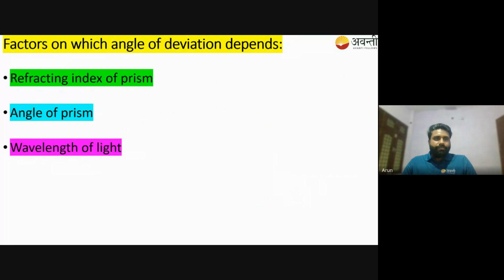Now next point, the factors on which the angle of deviation depends, meaning this delta minimum. Yeah, this delta depends on which factors? So firstly we will have the refractive index of prism.